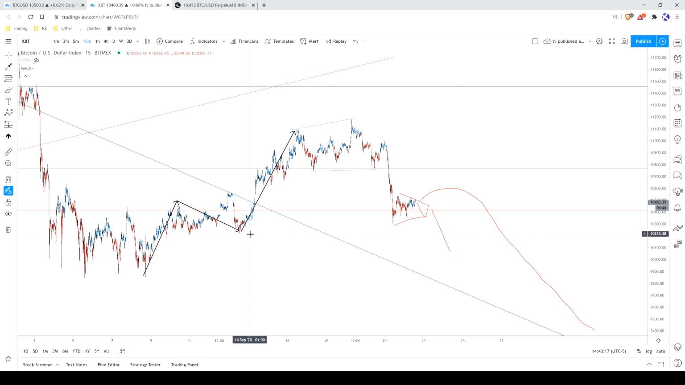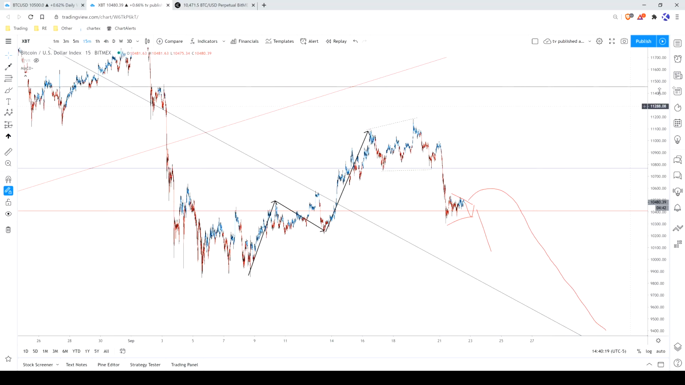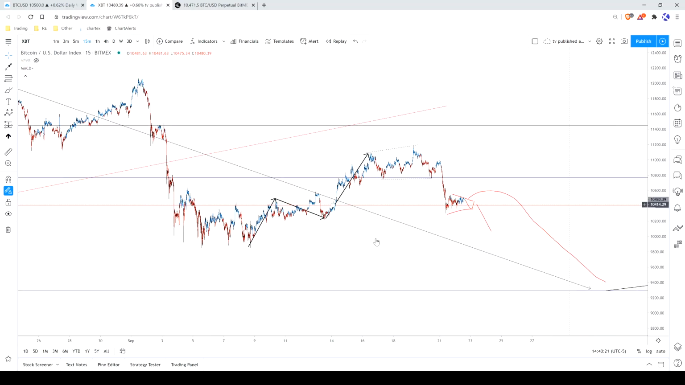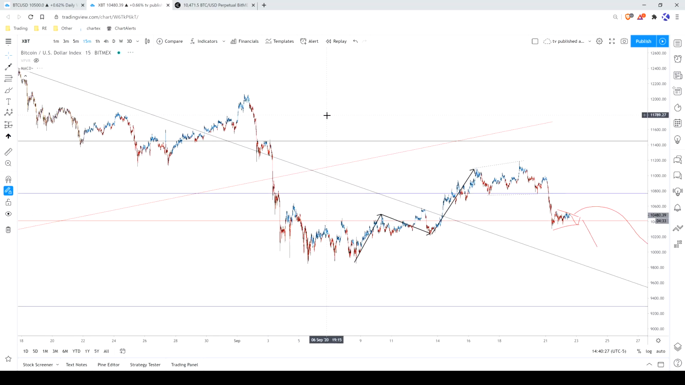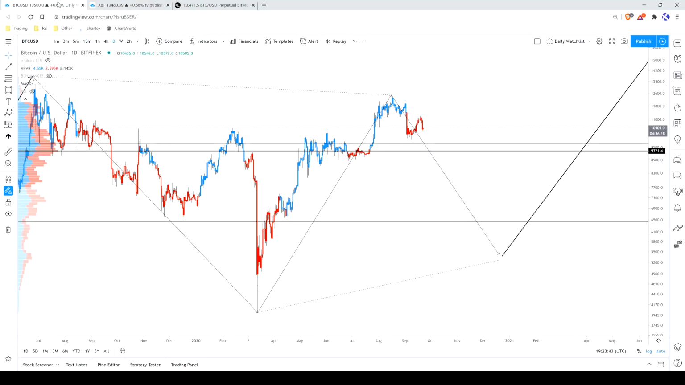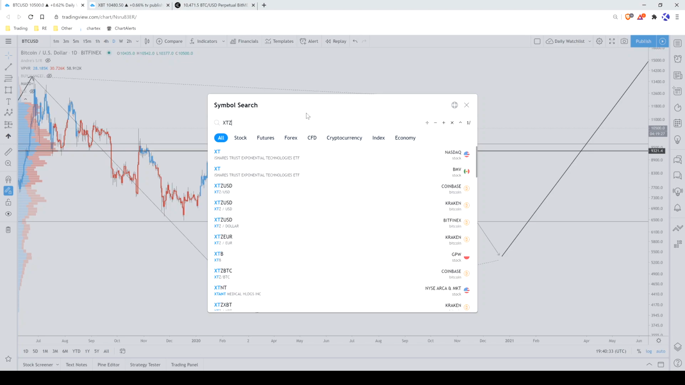All right, guys, I really think that's all I've got. I will shift over to Bitcoin, and from Bitcoin over to a couple other coins. If you have any questions on Bitcoin, just let me know in the comments below. But let's go over and let's actually look at Tezos.